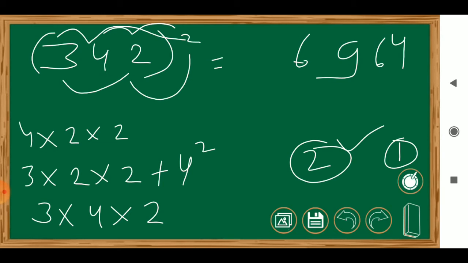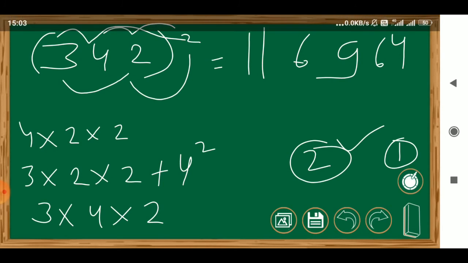And the last step is we square the hundreds place digit, meaning the square of 3. The square of 3 is 9. 9 plus 2 is 11. And that is the square of 342 in one line.